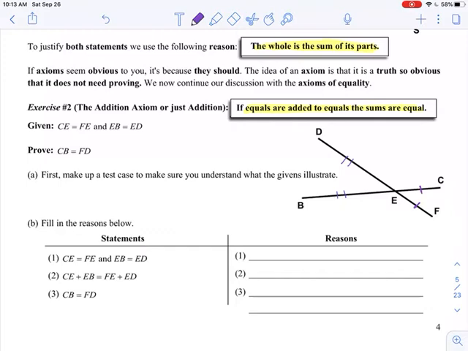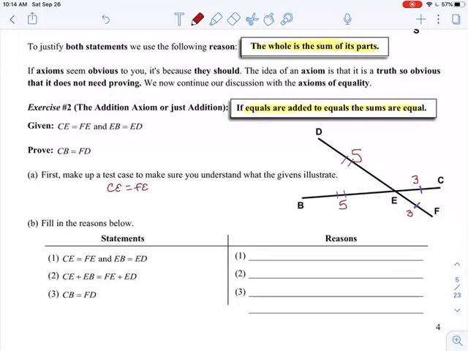So we're going to do a proof for this. Actually, let's make up a test case to make sure you understand what the given illustrates. So let's just make up numbers. Let me get a different color pen. Let's say that I'm not going to even measure it. Let's say that CE is 3 and FE is equal, so FE also has to be 3. And let's say that EB, I don't know, is 5. And if ED is equal, then that's 5 also.